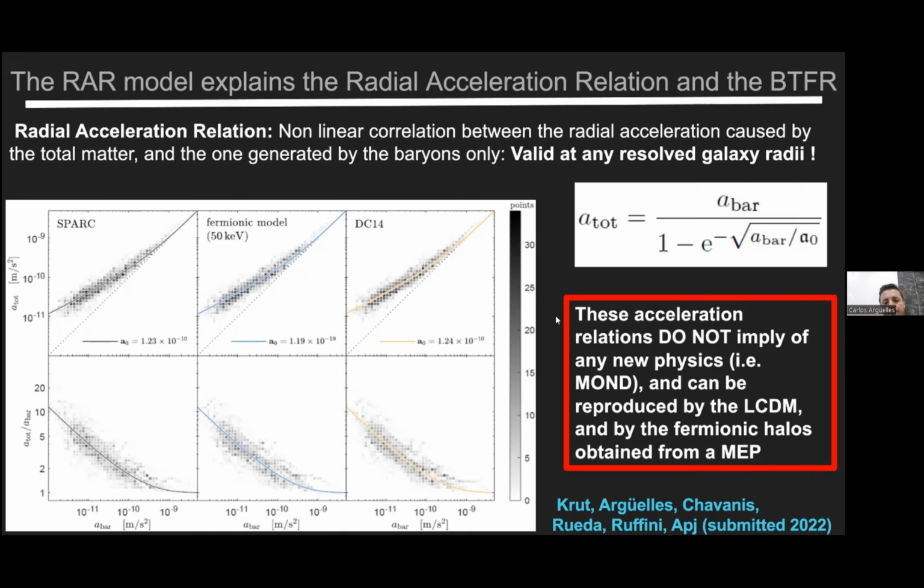But here I have shown, we have shown in this paper that will soon appear, that the fermionic model can reproduce very well this radial acceleration relation with respect to the best model up to now, which is the DC14, which is this generalized NFW accounting for baryonic feedback.